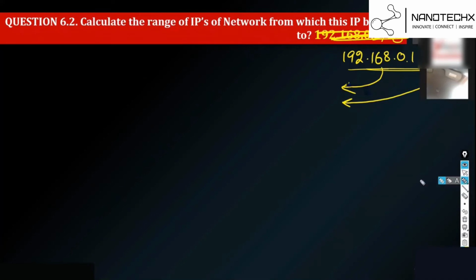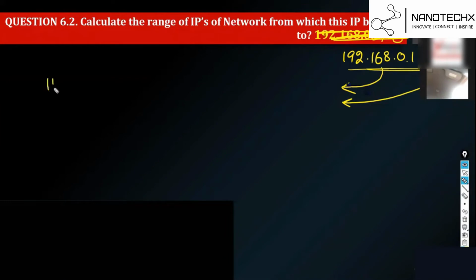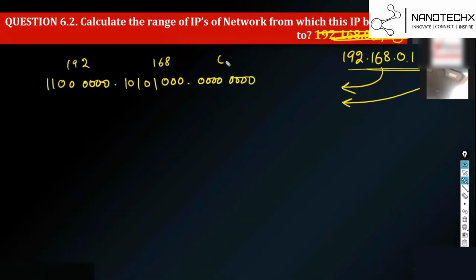In the binary format, what does it become? So it becomes 1100 then 4 zeros dot 10101000 dot, because this is 192 and this is 168 in binary, and then 8 times zeros, this is 0, dot 1 is 0000 0001, so 7 zeros and then 1.